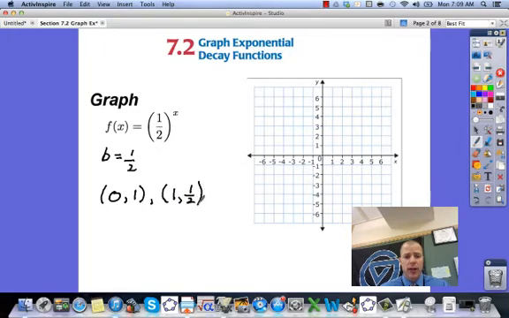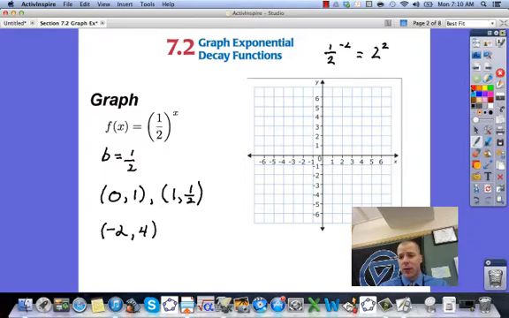Now it's best to use negative numbers here for x, because then you invert the base. So if we plug in -2 for x, 1/2 to the -2 is the same thing as 2 squared. If we want to write that, 1/2 to the -2 is the same thing as 2 squared if you simplify it.